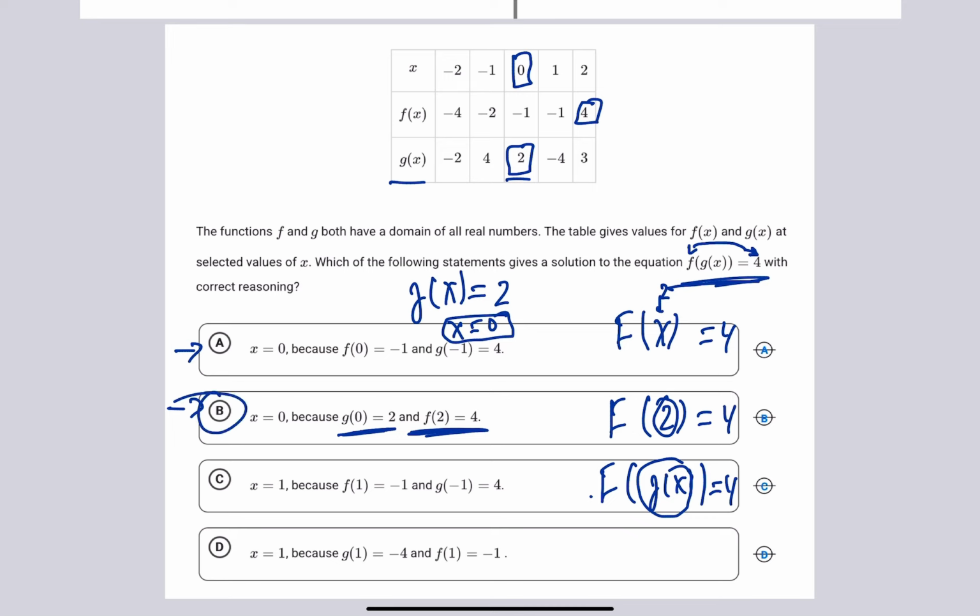And why isn't it A? That would be a good question. Because that would be asking you to find g of f of x and not f of g of x. Correct? It would still give you 4, but we want f of g of x, not g of f of x.